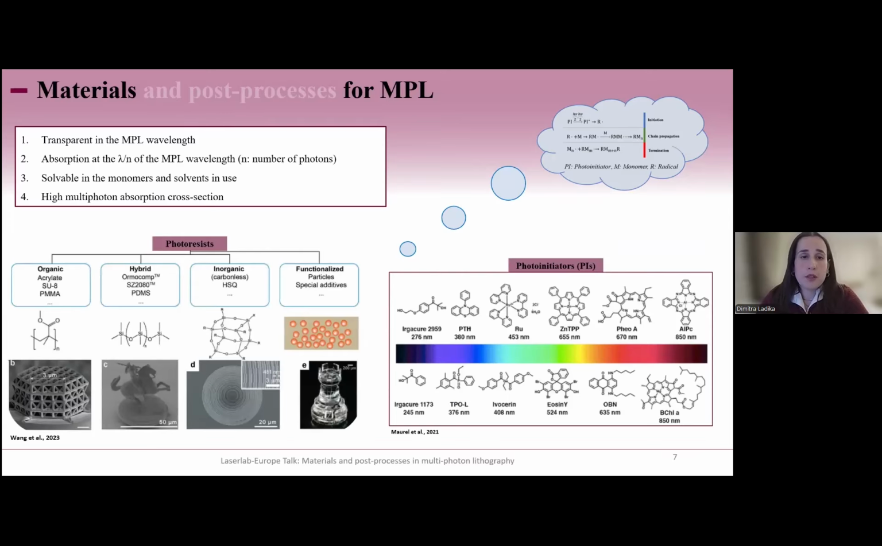Starting with materials, you may know that there is a variety of them, like organics, acrylates, hybrids, inorganics, and even functionalized. We will focus in this talk mainly on hybrids, as they show interesting ways of functionalizing them. And regarding the PIs, you can see here a variety of them. Mainly, most of them are commercially available, and which one we are using depends on their absorption and the wavelength that MPL is employed.